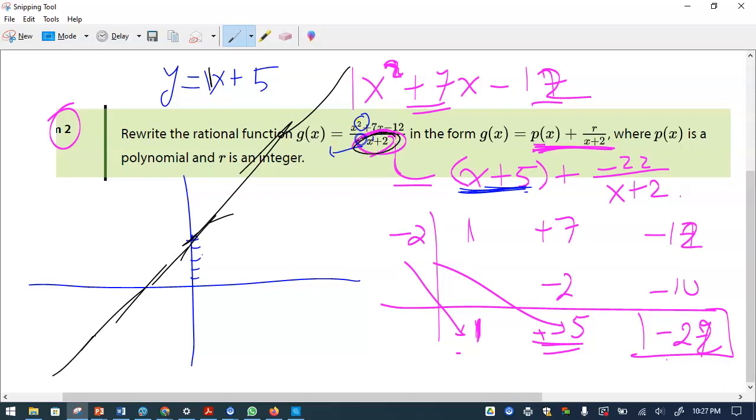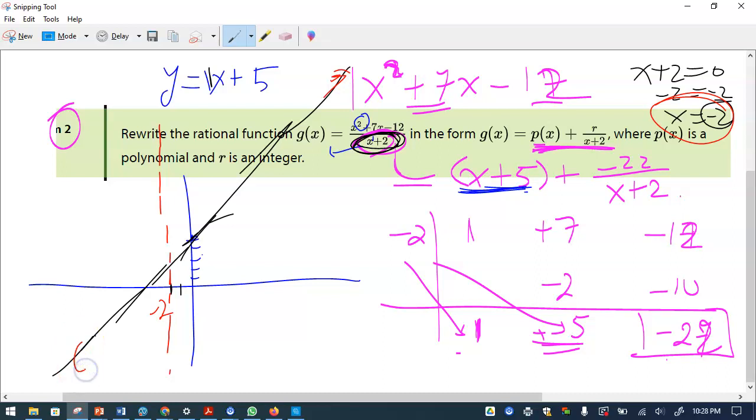And in the denominator, x plus 2 is 0 only when x equals minus 2. So minus 2 is undefined, so the vertical asymptote will be at minus 2. And there is no horizontal asymptote, so it is going to be a slant one.